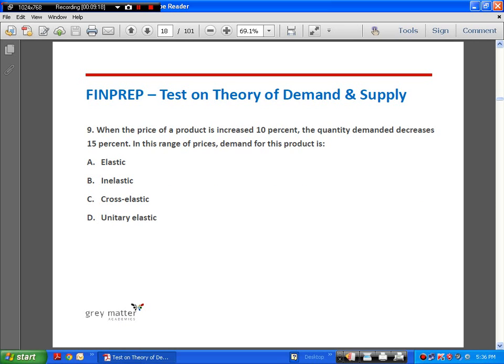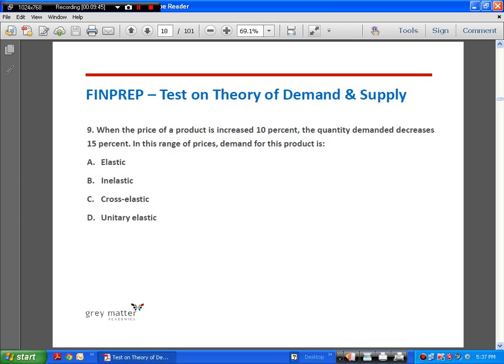The ninth question: when the price of a product is increased 10%, the quantity demanded decreases 15%. In this range of prices, demand for this product is A, elastic, B, inelastic, C, cross-elastic, D, unitary elastic.